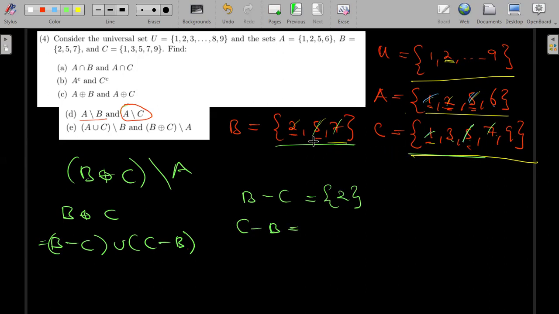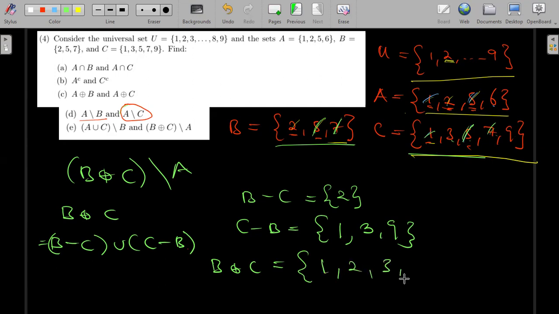Then I do the opposite like that. So I cancelled already the 5 and the 7 here. So I check now what am I remaining with in C. So in C, I just remain with 1, and I remain with 3, and I remain with 9. So this is my set difference here of C and B. Now to find the symmetric difference, to finish that up, I bring all this together because it's union. So this would be just 1, 2, 3, and 9, like that. This is what I get.